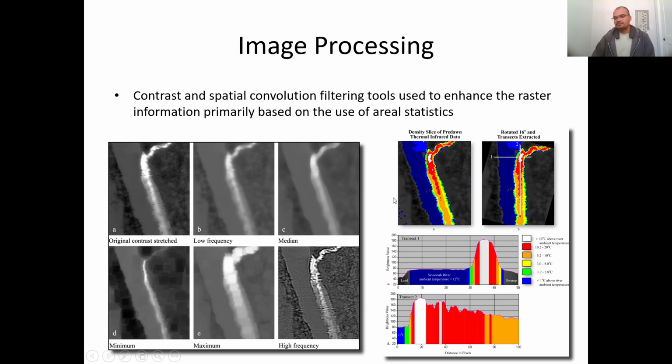You can even use raster-based analytical tools to extract meaningful information from satellite images, aerial images, and even drone images. You can enhance those images by applying filtering techniques, for example contrast filtering or spatial convolution filtering. You can enhance the raster information, extract meaningful information from those images, classify those images or information into meaningful classes, tag them with attribute information, and even use it for further analysis.